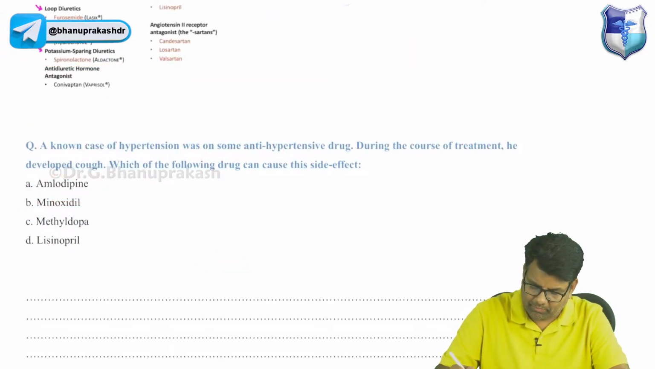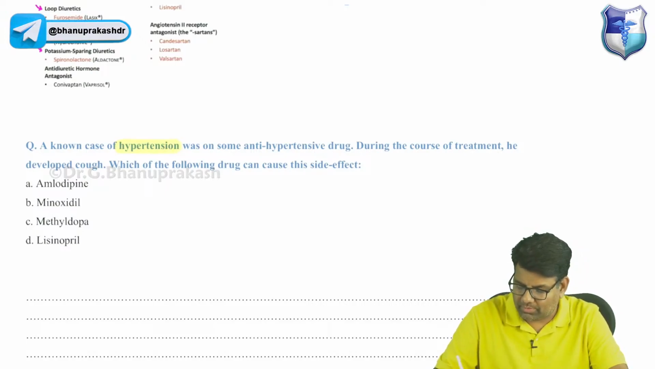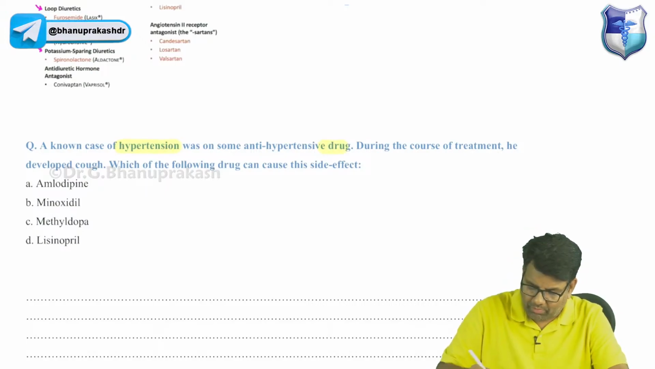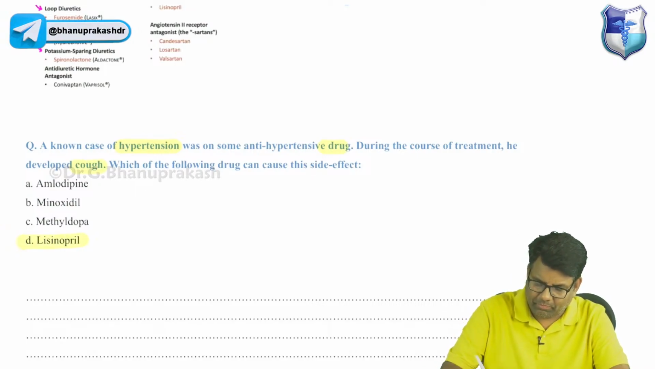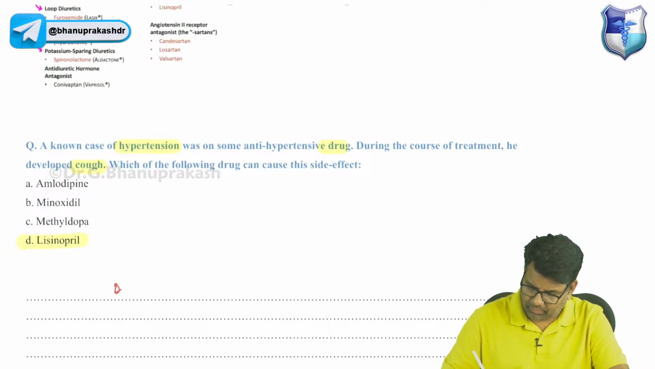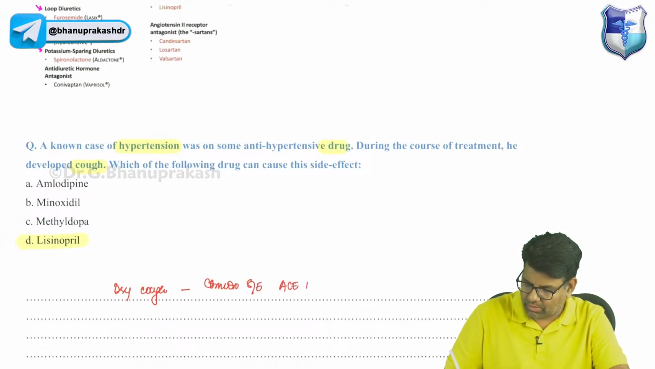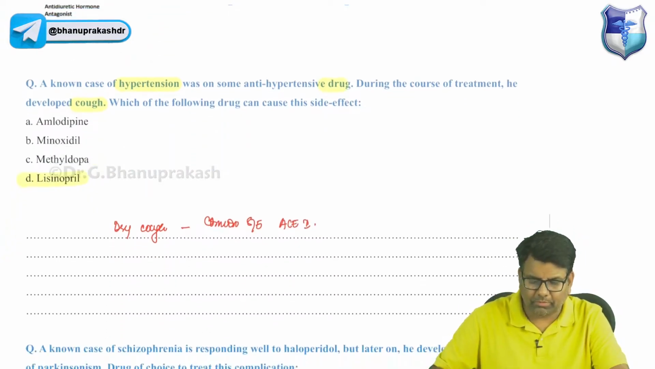Next question. A known case of hypertension was on some antihypertensive drug, but during the course of the treatment, he developed cough. Which drug can cause this? I think this is a very basic question. So this is dry cough, a very common side effect of ACE inhibitor. Yeah, dry cough.